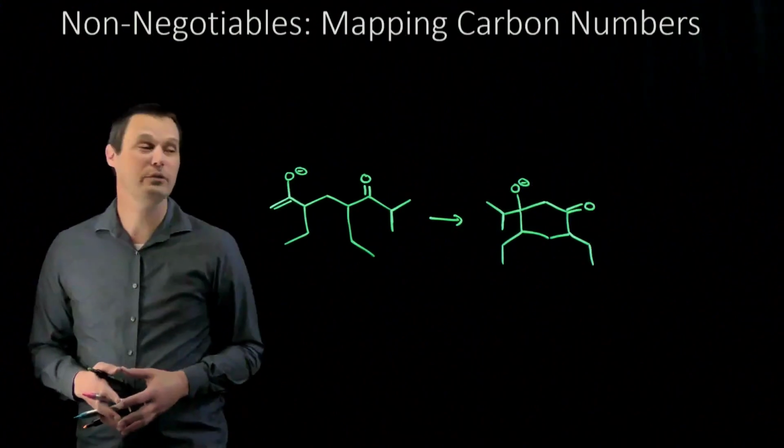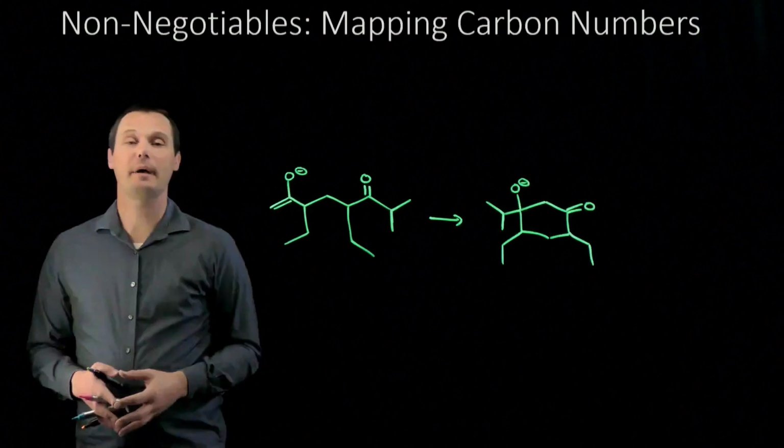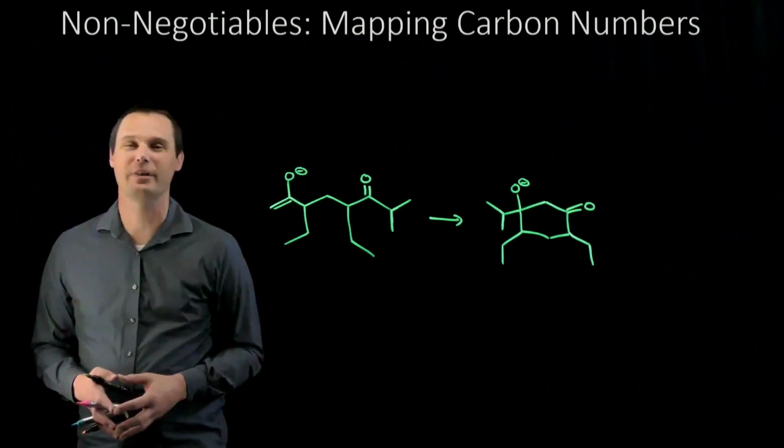All right, let's up the ninja level even more. See if you can give this one a numbering system. This one's a tricky one. See if you can give the starting material a numbering system and map those numbers onto the product. Pause the video now, see if you can do that.